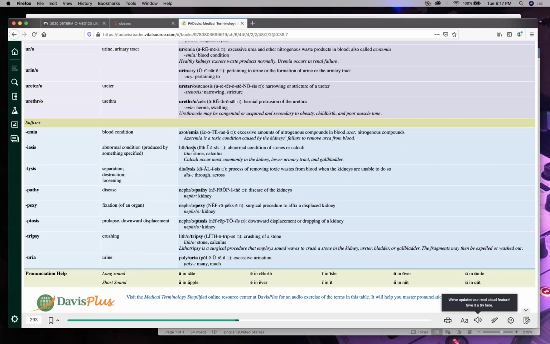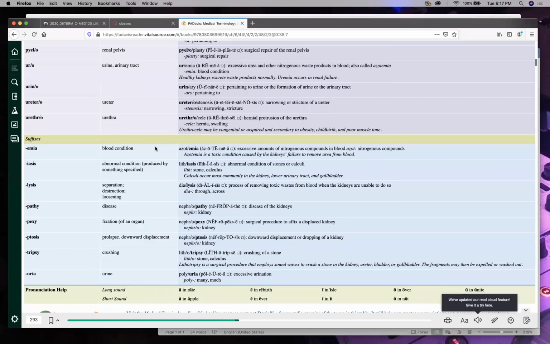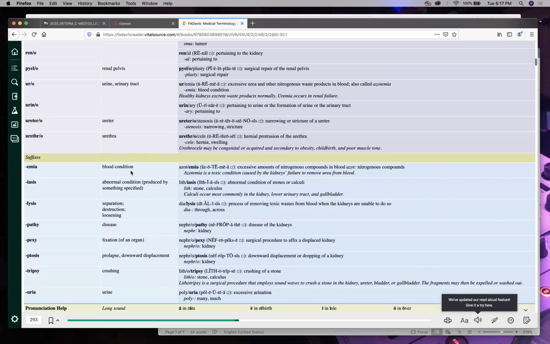Nephropathy. Oh, I'm skipping a whole bunch of them. Why am I wishful thinking? I want to get all the way down here. Iasis is abnormal condition. So abnormal condition of stones is lithiasis. Lith means stone. Dialysis, dia is complete or thorough. I don't like this definition. I'm using a definition of a previous edition of this book. I don't know why they changed it, but I love dia as complete or thorough.